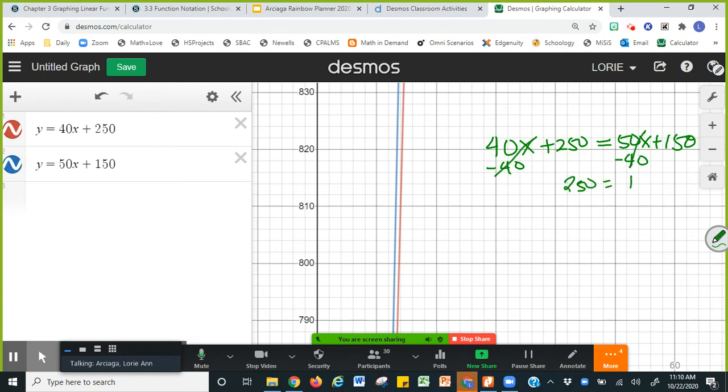So 250 is equal to 10x plus 150. So now let's subtract 150. That's 100 is equal to 10x. So when do you and your friend have the same amount of money? It's going to be at x equals 10. Very good. So after 10 months, you catch up with your friend's money.